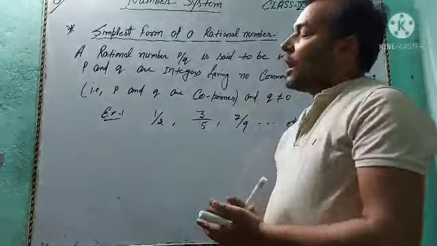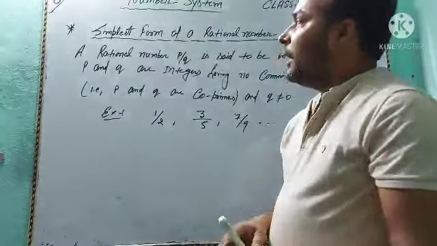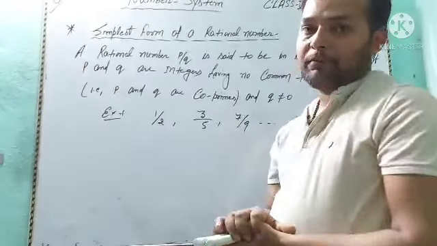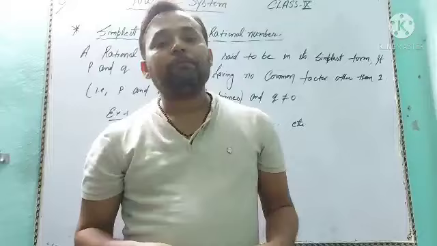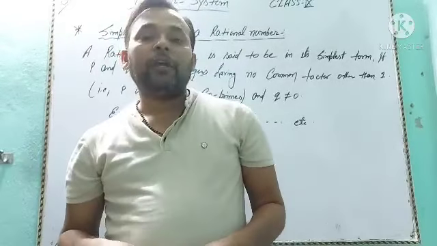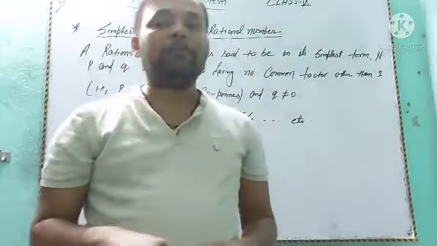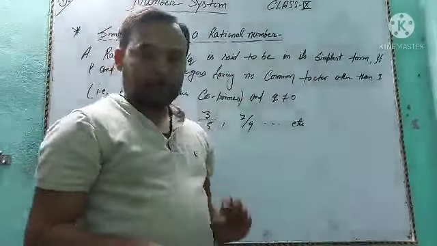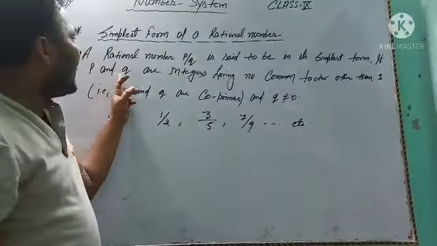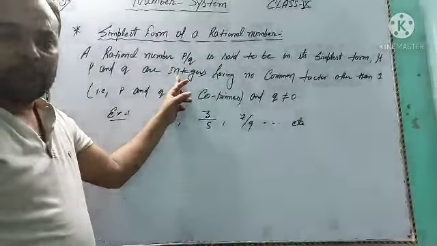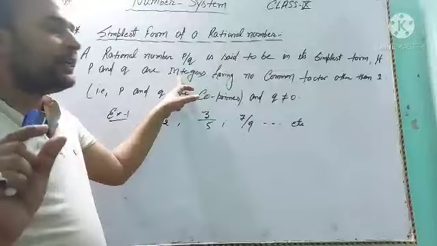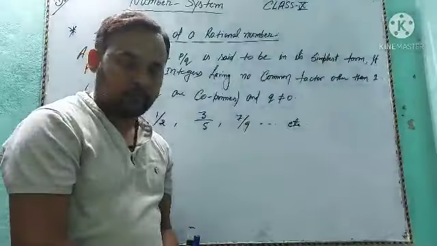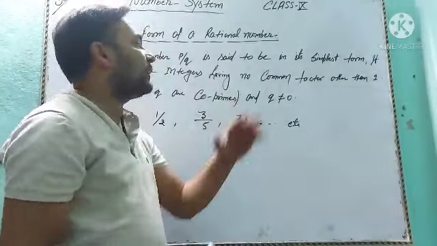Rational numbers का simplest form. A rational number p by q is said to be in simplest form if p and q are integers having no common factor other than 1.